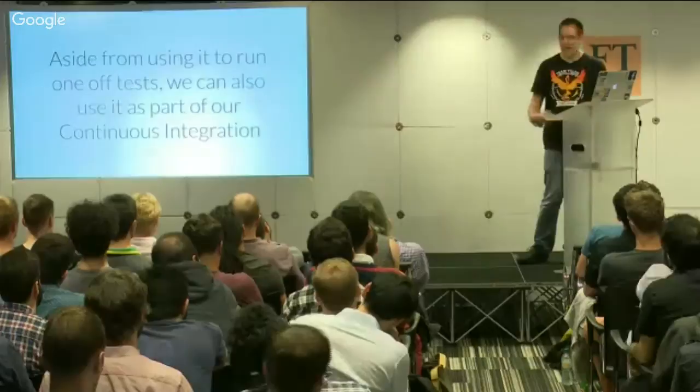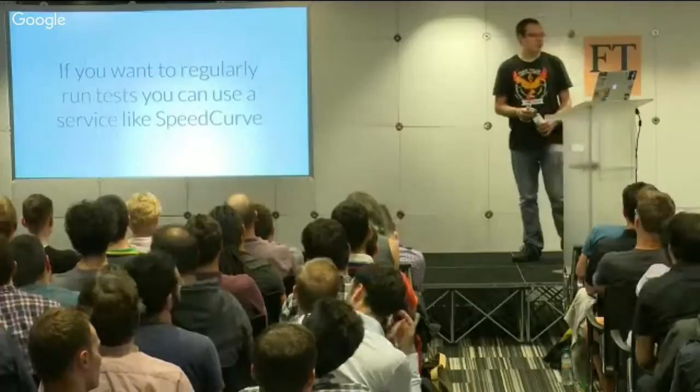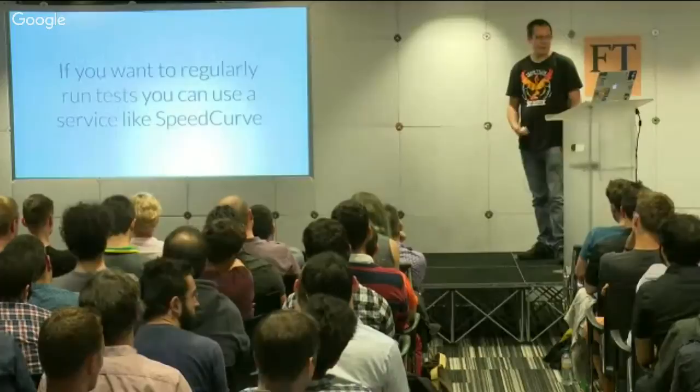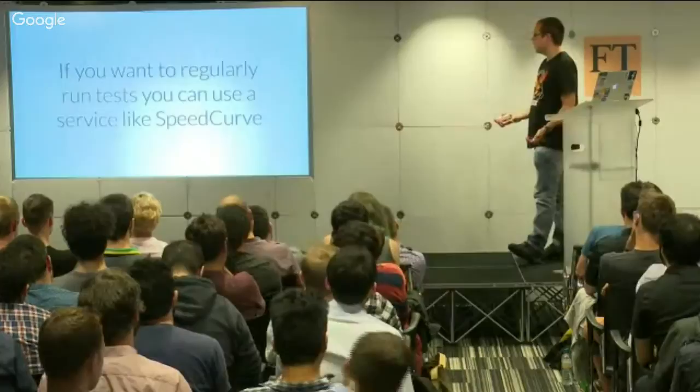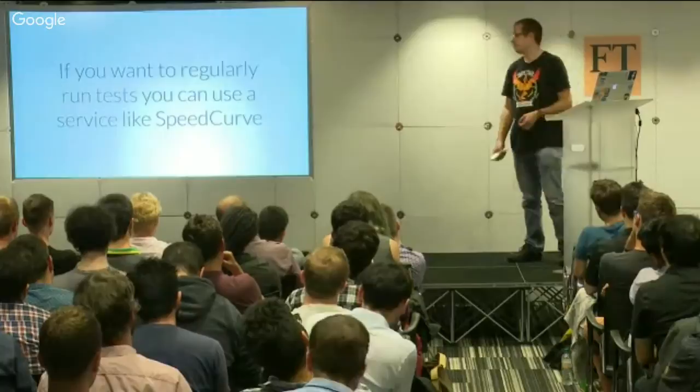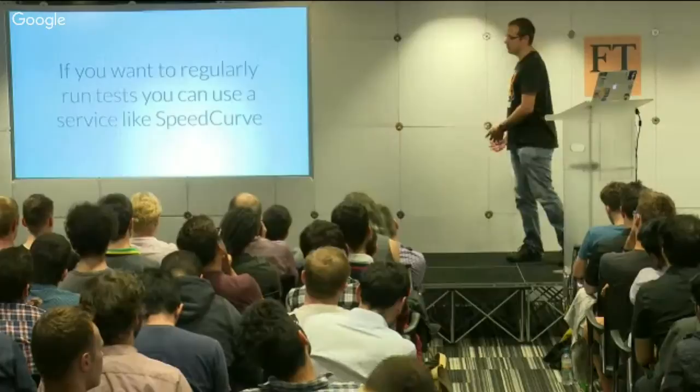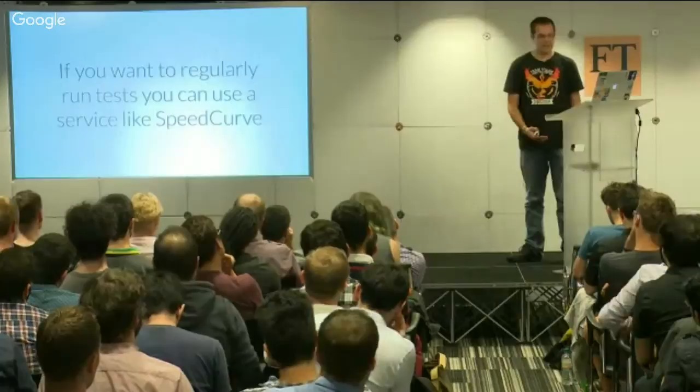So if you want to regularly run tests, you can use a service like SpeedCurve. So we use this at Beanly to regularly run tests. Across the board, all the sites we host for clients are tested at 12 o'clock every day. And then we have sites that are tested more frequently. So we run tests using SpeedCurve across all our style guides, so that we know immediately if the CSS is going to have an issue.